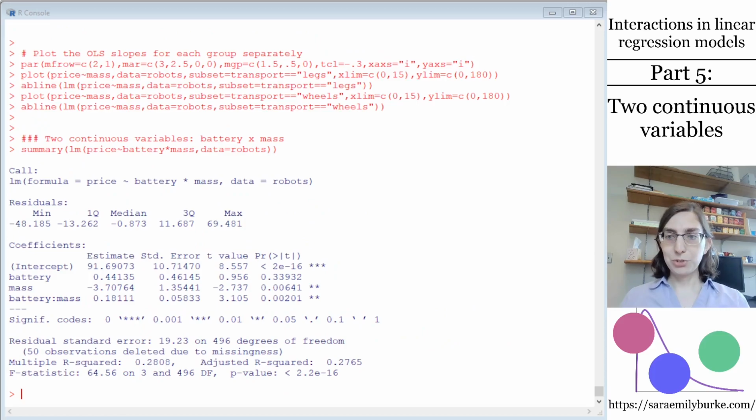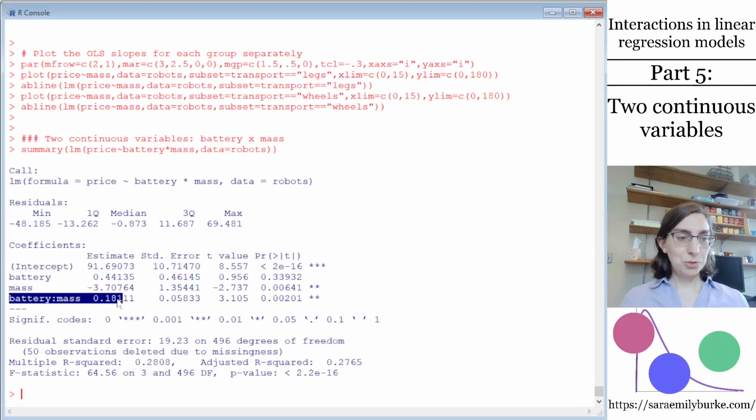So here is the result of fitting that regression model. And we can see that the interaction between battery and mass is statistically significant. It has a p-value of 0.002.